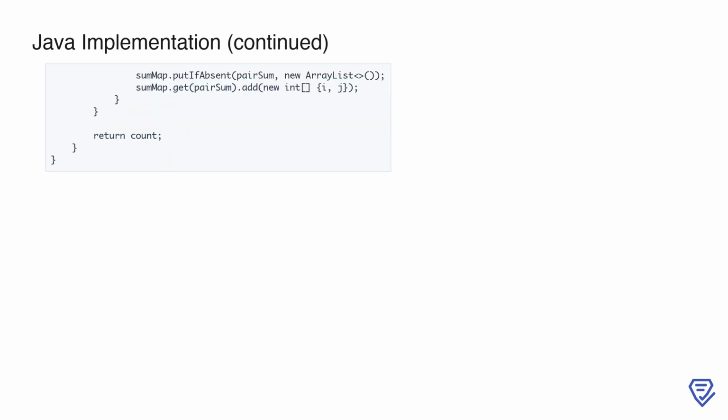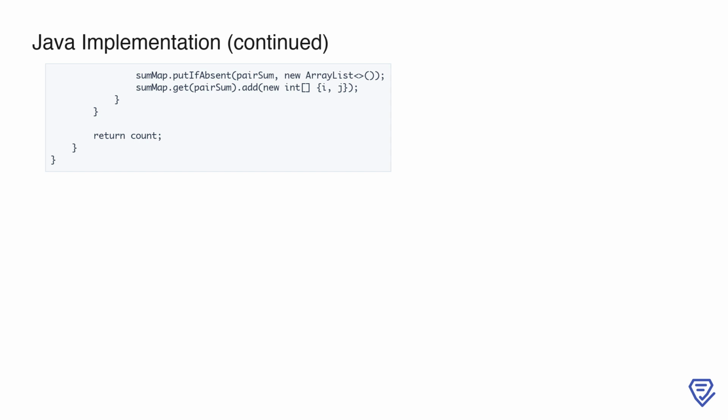After processing any potential valid quadruples for the current pair sum, we then update the sum map. If the pair sum key does not exist in the map yet, we initialize it with an empty list. We then add the current index pair, i and j, to the list associated with this sum. By doing so, we ensure that future pairs can reference this information to form new quadruples.